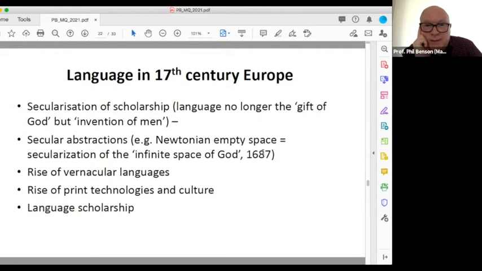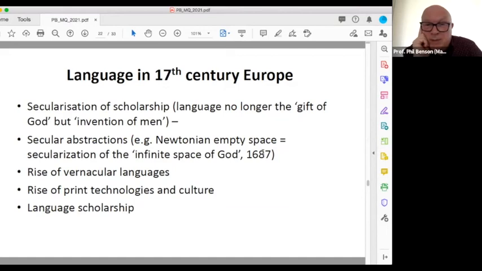Language in 17th century Europe at that time, what was happening to it? So why were these things coming up at that time? First of all, you had a secularization of scholarship. So for a long time, and actually going through to the 19th century, language was viewed as a gift of God, as something that had been created by God and given to people and messed up by the Tower of Babel.